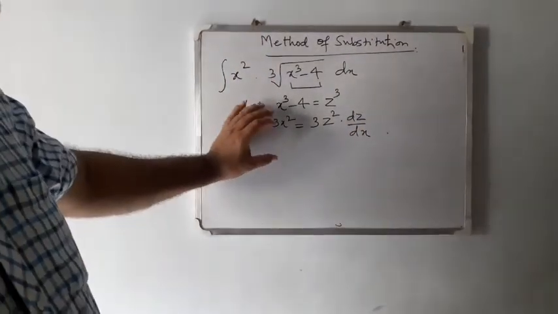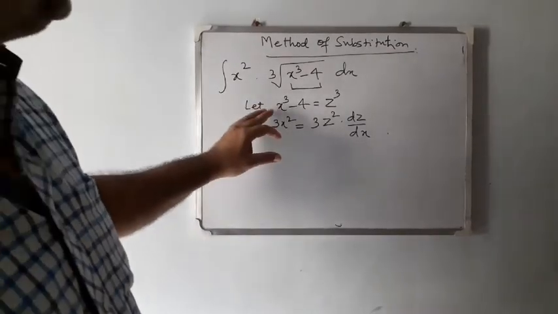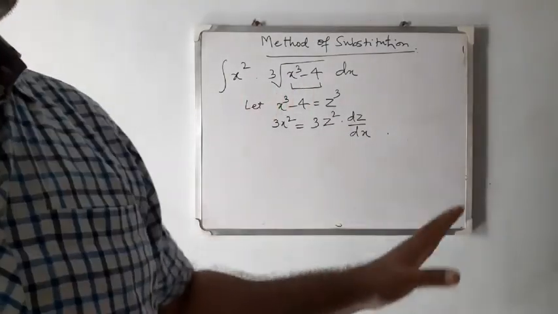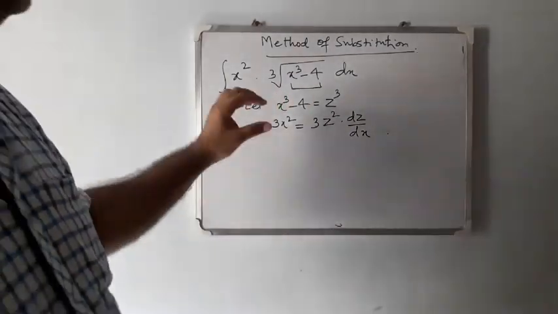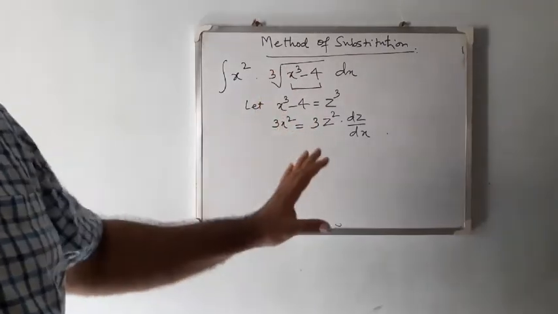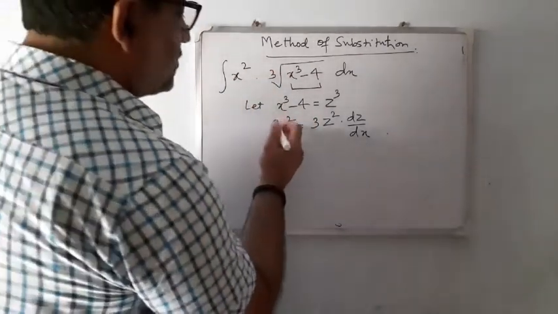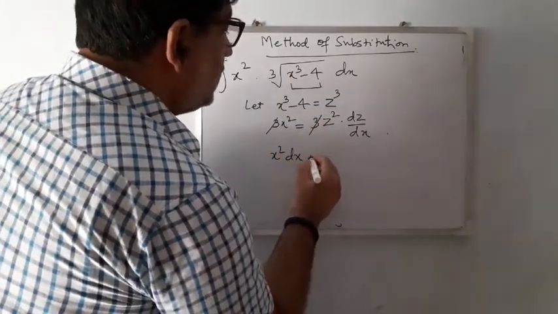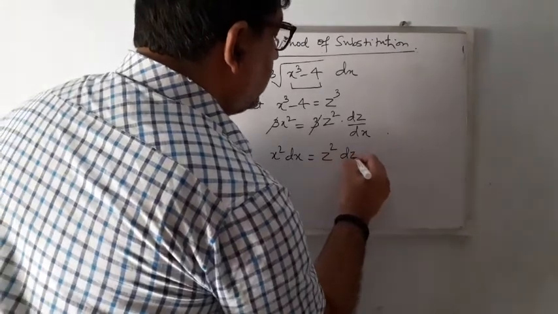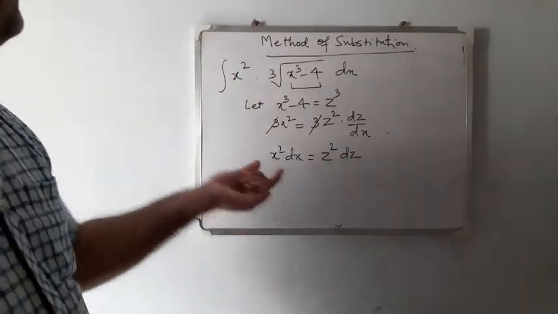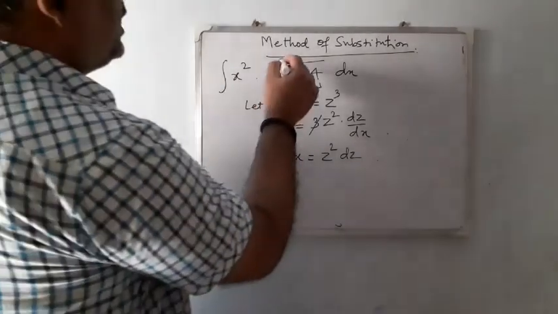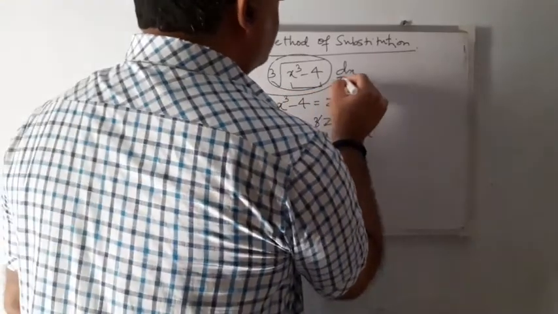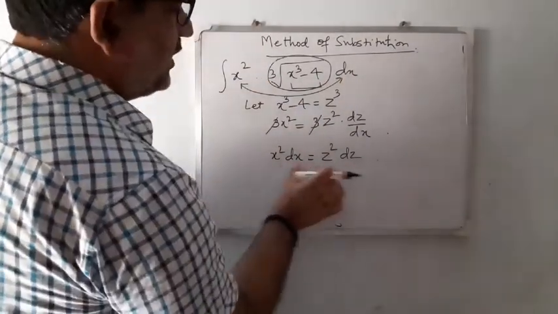Boys, I am skipping the step in which we write differentiating both sides with respect to x. You can write it. Now this 3 and 3 cancel out. What you will get? x square dx = z square dz. Now observe it. Can we have x square dx? Yes, if we assume this function in terms of z, we have x square dx, and this completely reduces in terms of z.